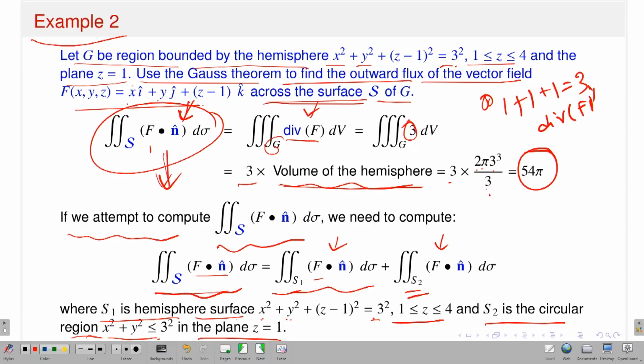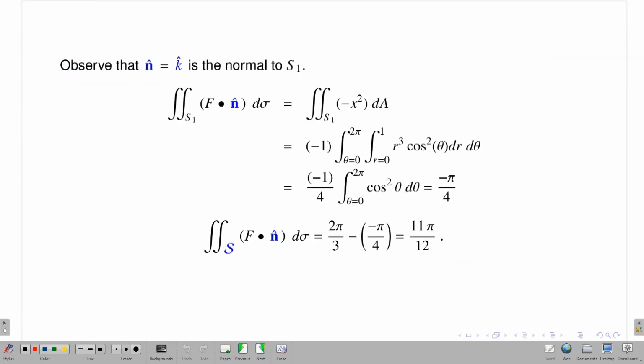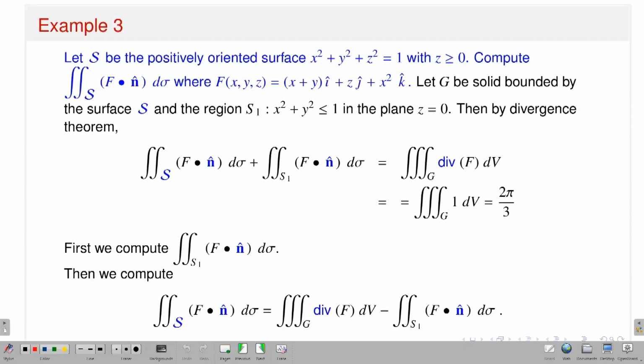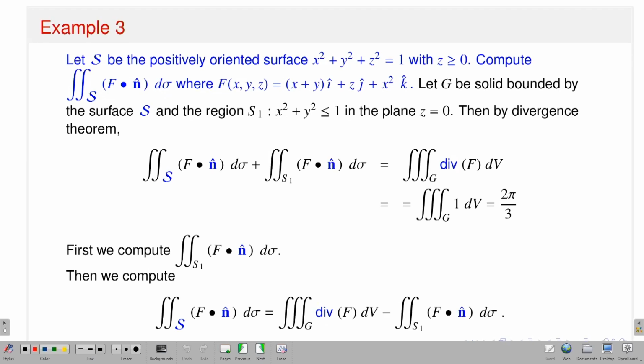So this is another example you can have. Maybe in my next class I will talk about this example 3. Let me just state this example and then maybe discuss it in detail also.